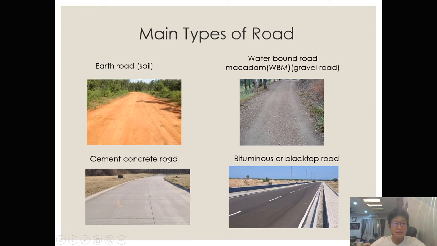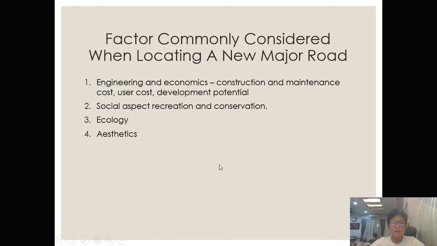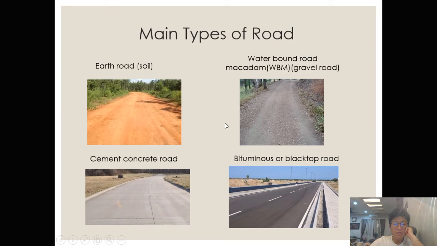Alright, and we go down here, see the cement concrete. Ini memang bagus lah, canggih. Ini lazimnya concrete road ni memang jumpa highway aja lah. And this is also common, bituminous or black top, because it's black in color. Sometimes we call these bituminous roads, we also call them just pavement. Pavement, kita assume dia adalah yang the bituminous road. Okay, and we also could be looking at, just a moment, let me just go back a little. Yeah, these are the four main types of roads that we usually encounter.